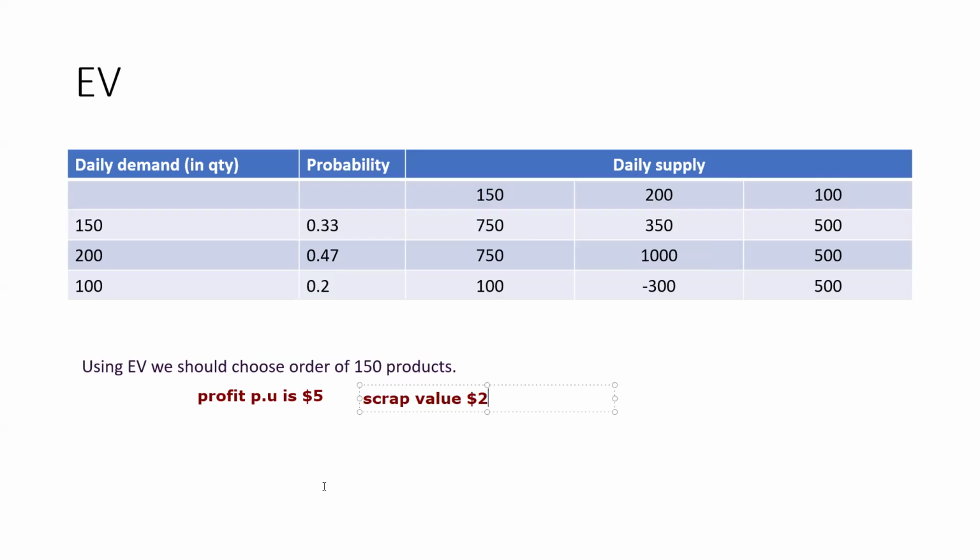Now let's calculate the figure here. Right here. Here, I'm considering this one, the tick point, look at that one. Here, we are buying 150, right? Here, we are buying 150, whereas daily demand is 200.